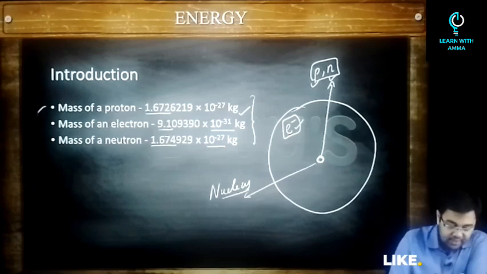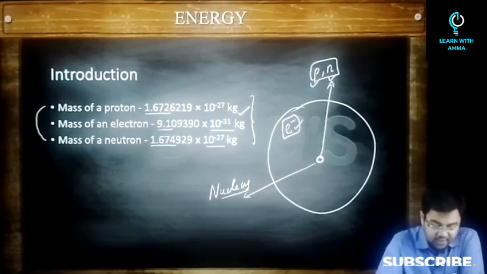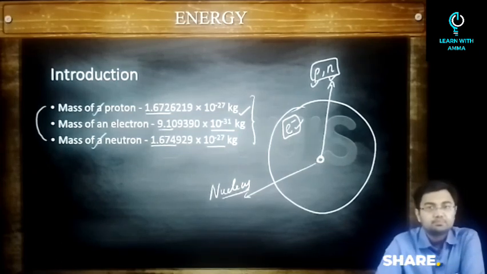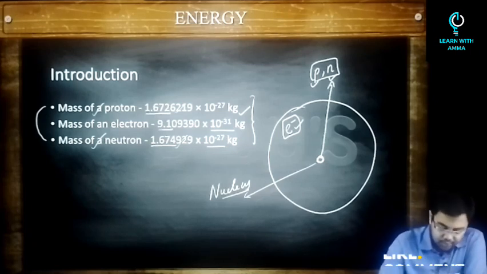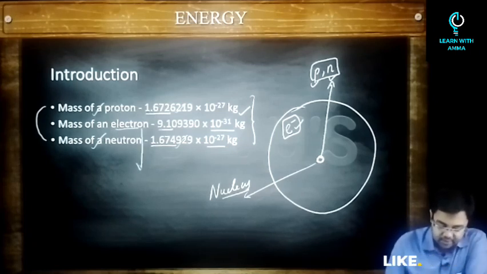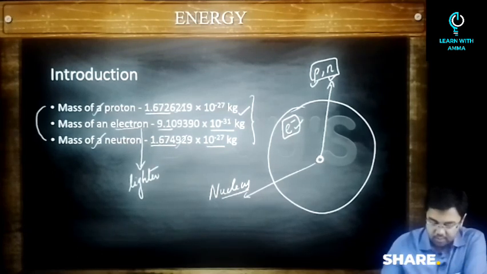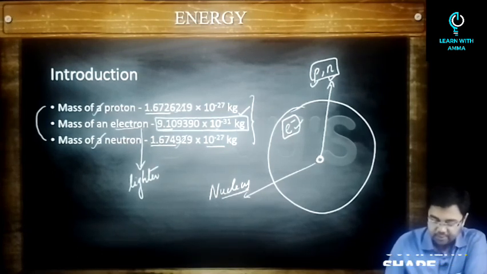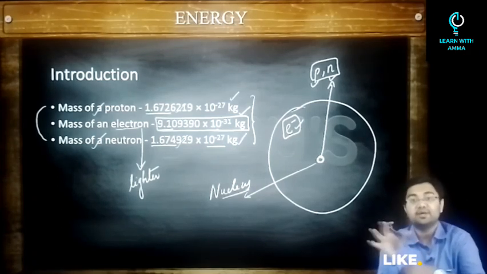If you look at the mass of a proton and compare it with the mass of the neutron, what we see here is that these are comparable quantities in terms of mass. If you talk about the electron, the electron is definitely much lighter, because it weighs a total of 10 to the power of minus 31 kg, which is much less than 10 to the power of minus 27 kg.